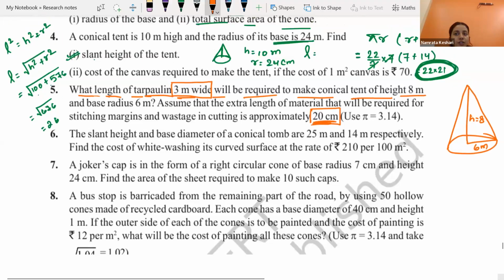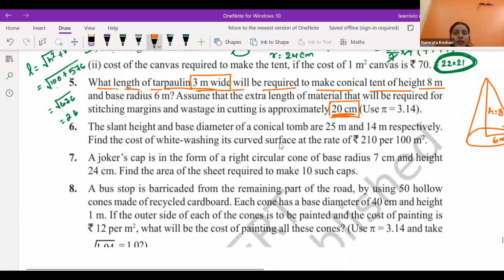Yes, anyone, what can be done from here? First we have to find the slant height. Then the curved surface area, because again we need to find the tent, the total cloth required to make the tent. So the curved surface area we will be finding.